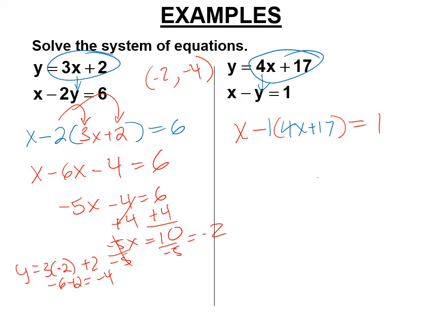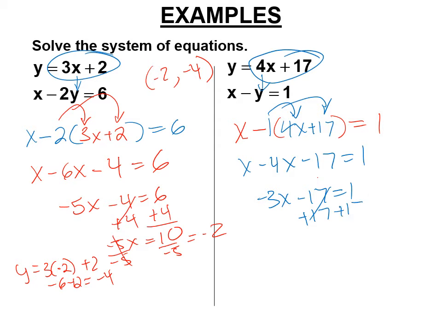Now, what do we have to distribute here? We have to distribute a -1. I like to write it in at that point. So x minus 4x minus 17 equals 1. We get x minus 4x, negative 3x minus 17 equals 1. Add 17 to both sides. Negative 3x equals 18. Divide by negative 3, and x equals negative 6.